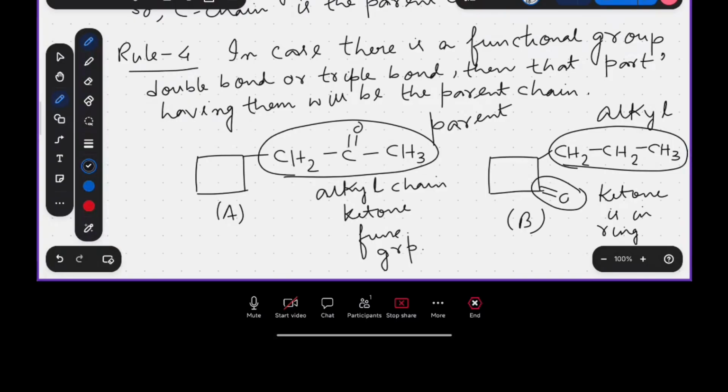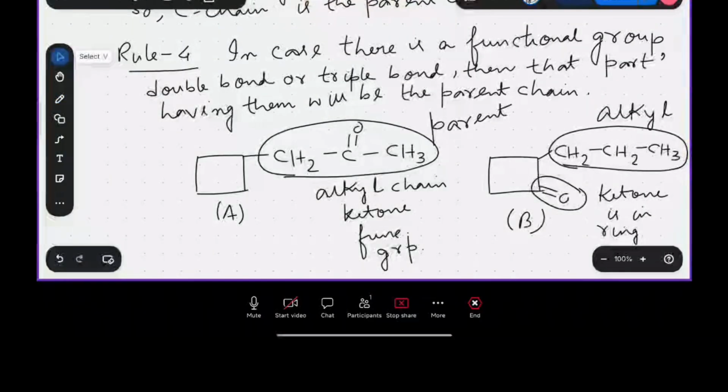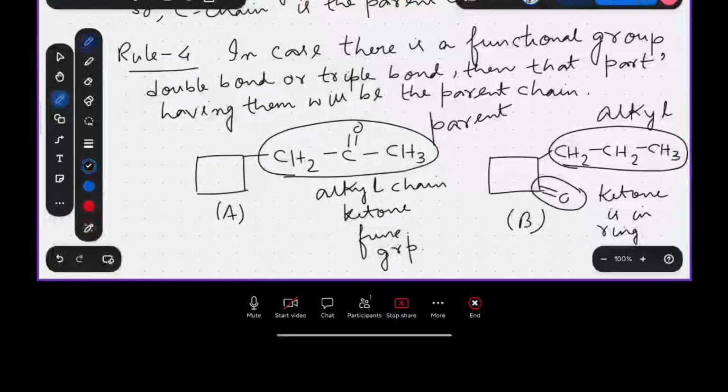And if the functional group, double bond or triple bond is within the alkyl chain, then the alkyl chain behaves as the parent chain. That means in example A, the alkyl chain is parent, but in example B, the ring behaves as the parent. The ring behaves as the parent in example B. So these are the few rules you need to remember.